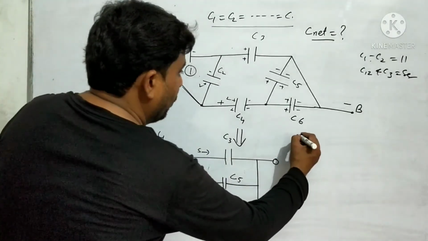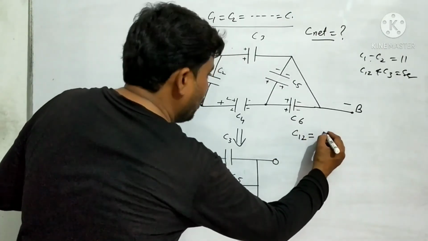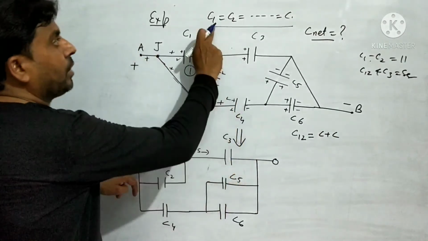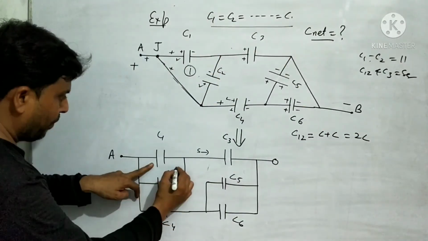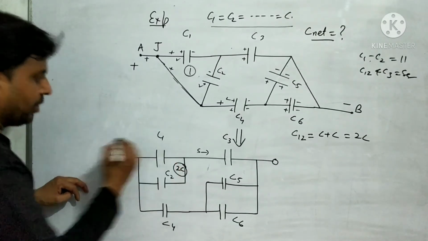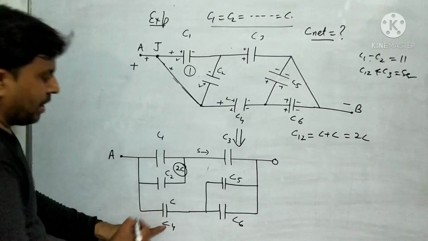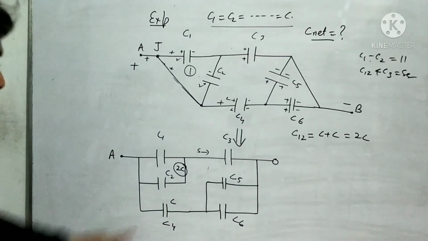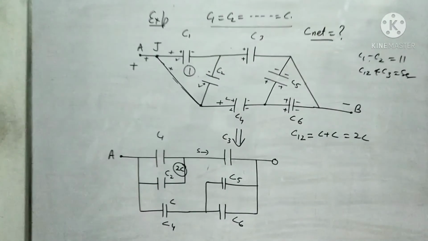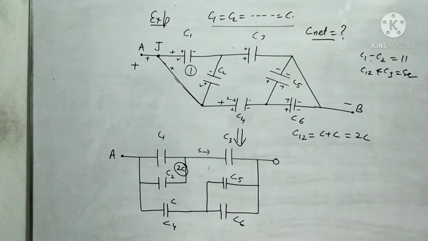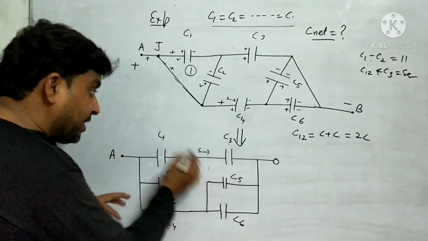For C1, C2 in parallel, C12 equals C plus C, because the capacitance of each capacitor is C, that is 2C. So this combination of 2C connects with C4 also in parallel. Such a combination will come in what? In series. See, C1, C2 in parallel and C3 in series.